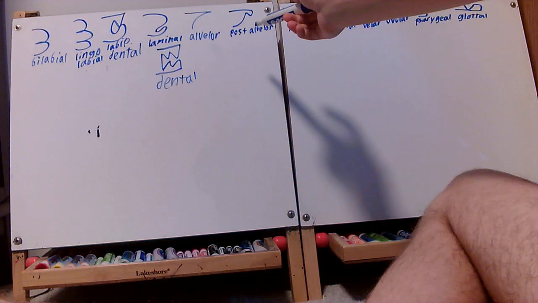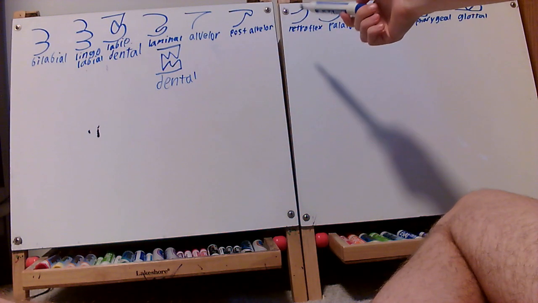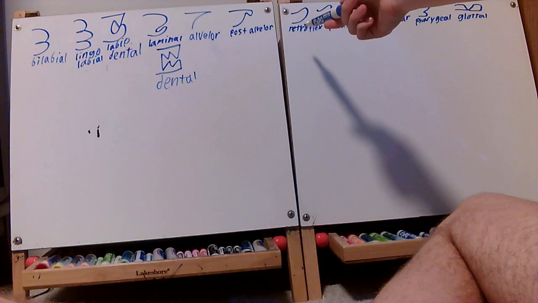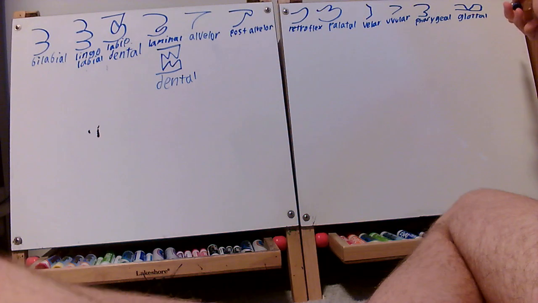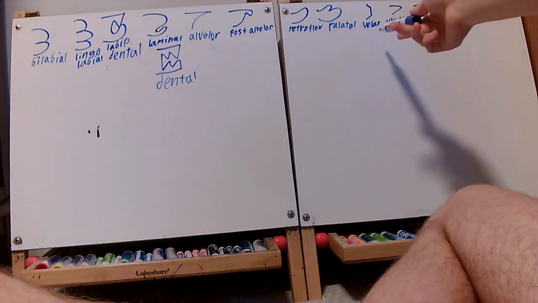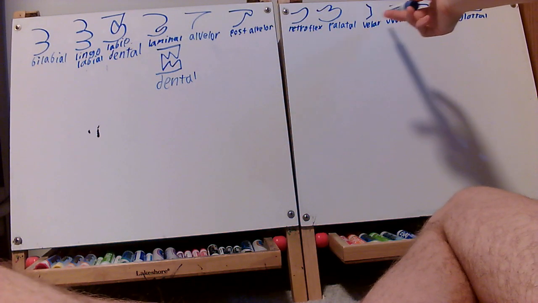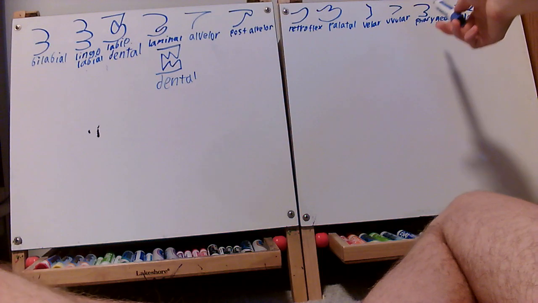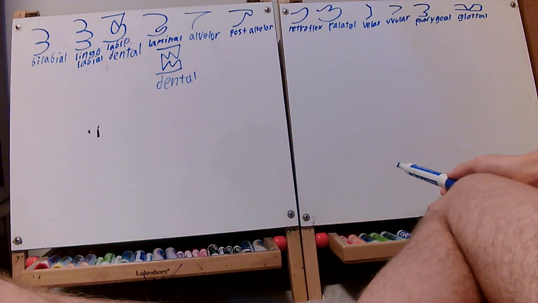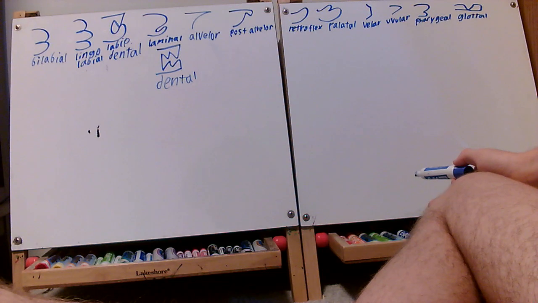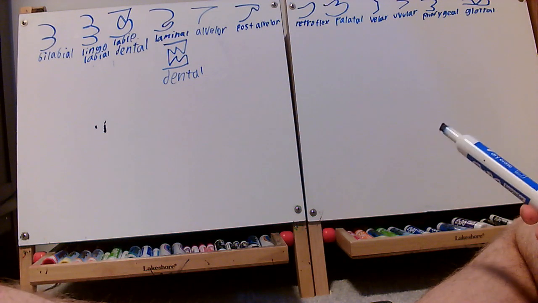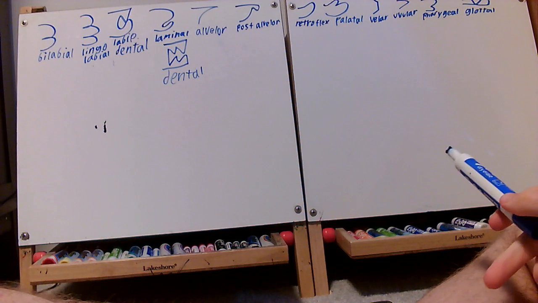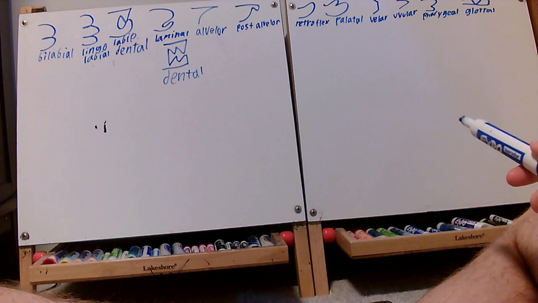Post-alveolar, right behind the alveolar ridge. Retroflex is like, well, just behind that. They just keep going further and further. Palatal, velar is like where G and K are made. Uvular is at the uvula. Pharyngeal is at the pharynx. Glottal is at the epiglottis, I would assume. I don't actually know the names of all the places, just the names of the sound words of where that is.